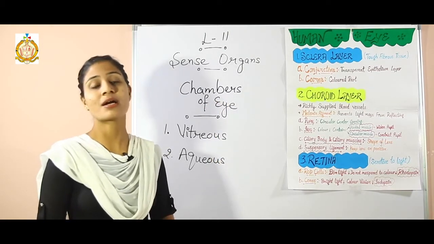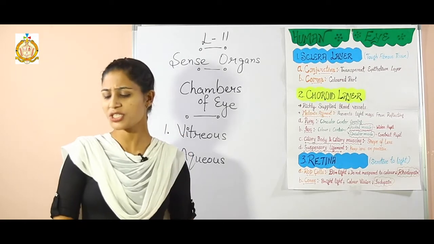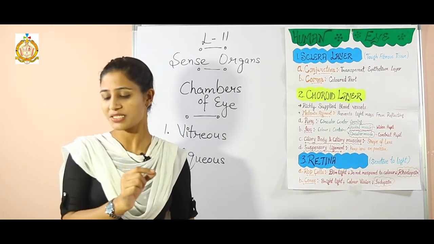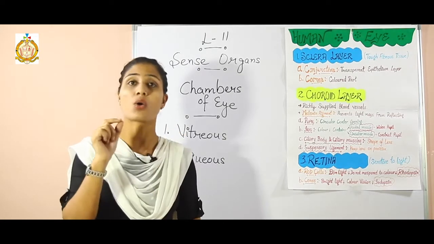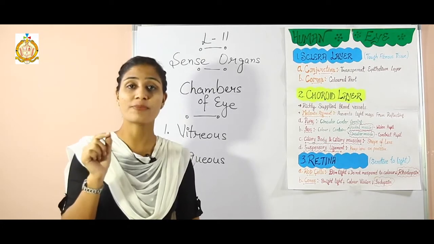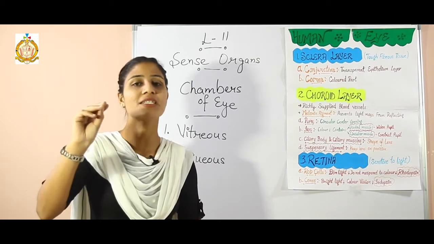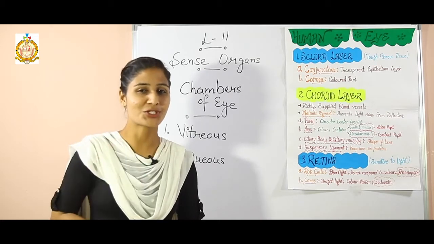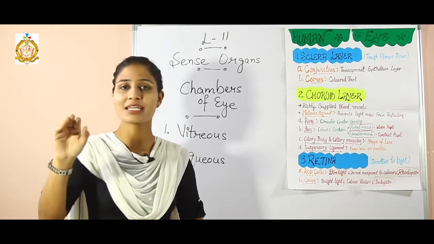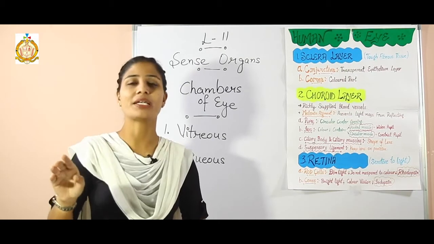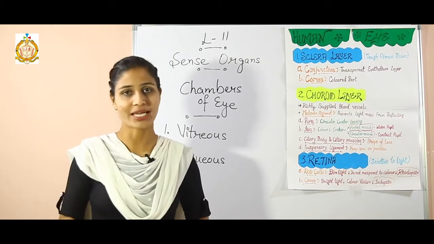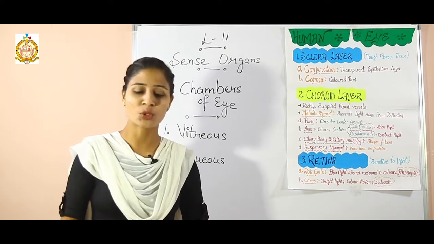Next one is known as accommodation. Accommodation is viewing the objects in sharp focus. Viewing the objects in sharp focus is known as accommodation. When you are focusing on an object, that is known as the accommodation of your eye to see it clearly, properly, or with focus. So that thing is known as accommodation.